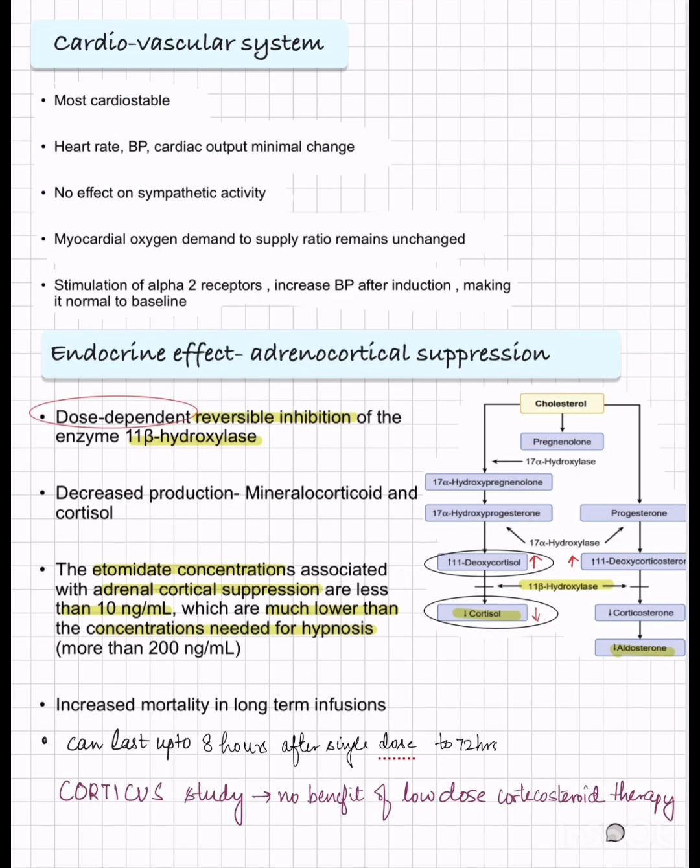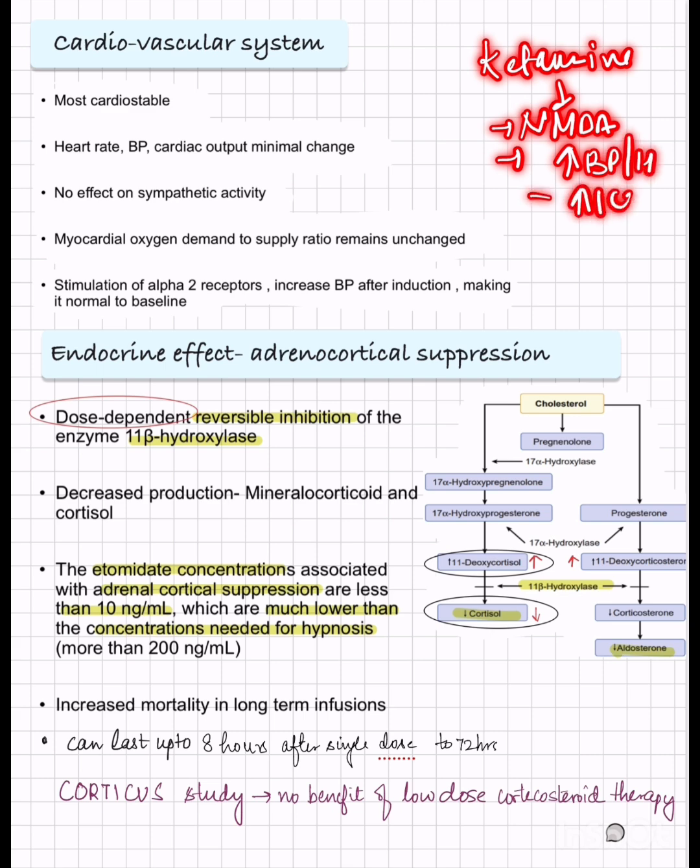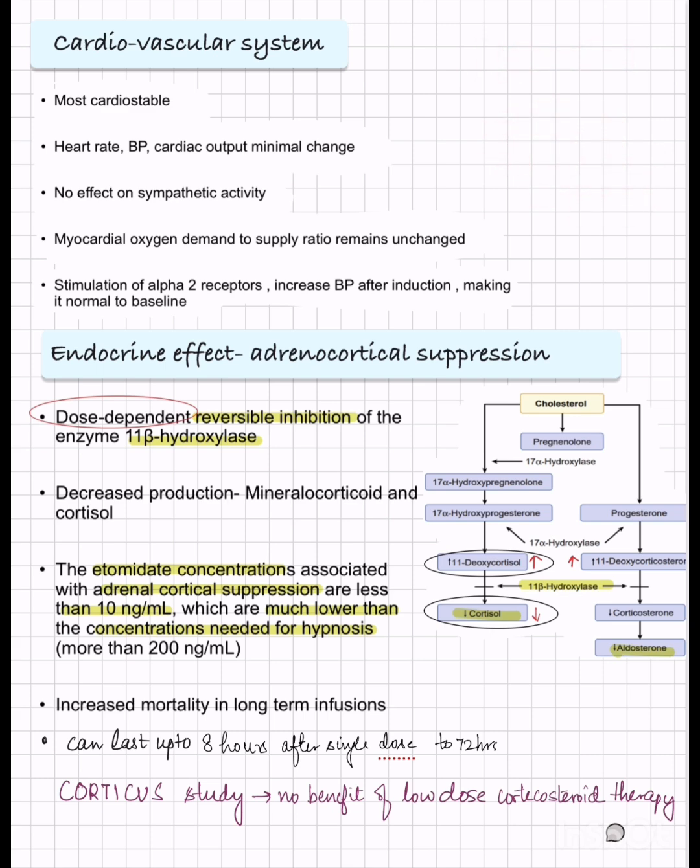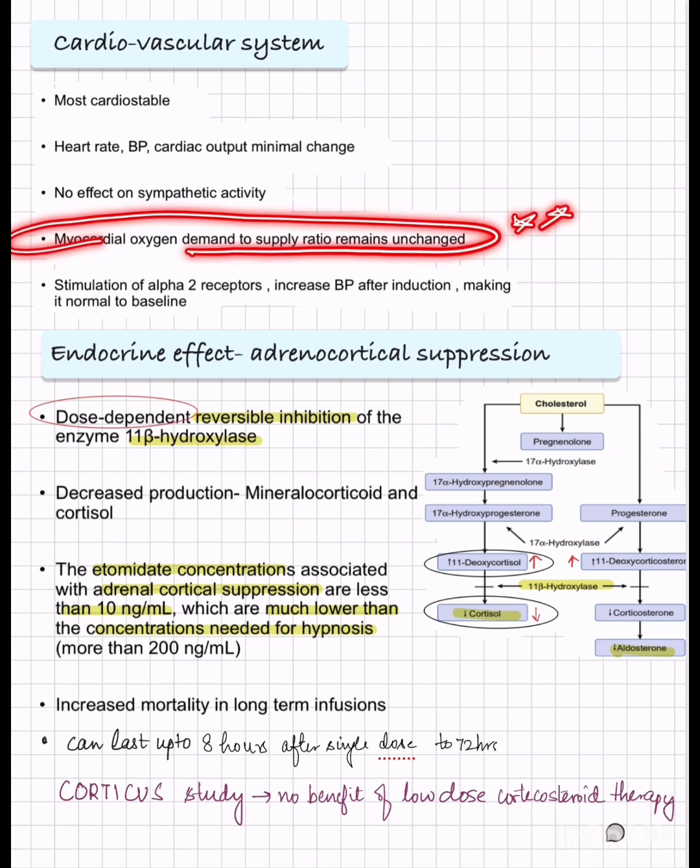Some parts should be known by heart for every IV agent. For example, for ketamine, we have to remember that it was acting on NMDA receptor, it was causing increase in the blood pressure and heart rate, it was increasing ICP. Same for etomidate, we should always remember that it is the most cardiostable IV induction agent, causing minimum changes in the heart rate and BP, and there is no sympathetic activity also occurring. Therefore, myocardial oxygen demand to supply ratio remains unchanged. Very, very important for etomidate.